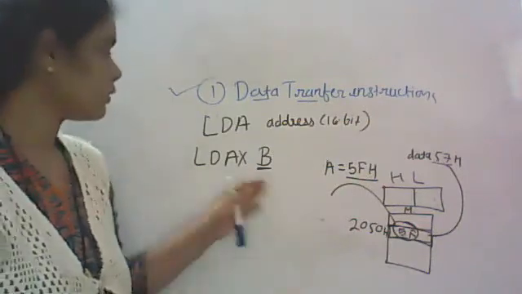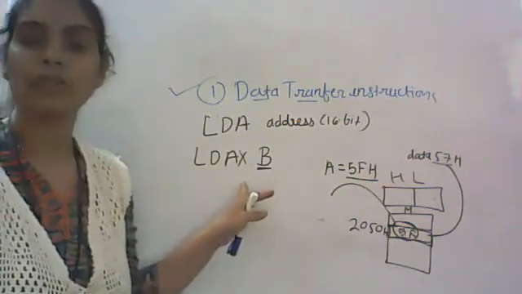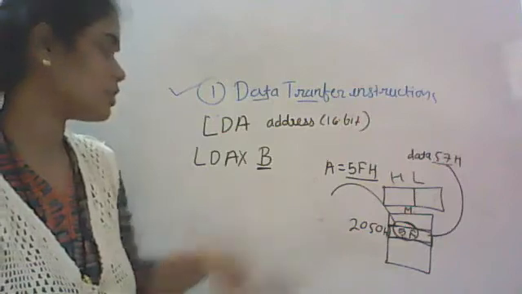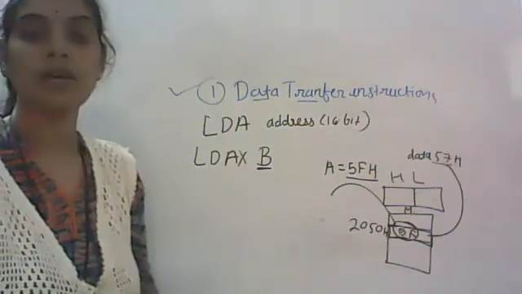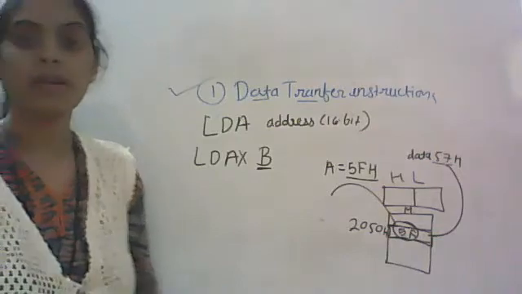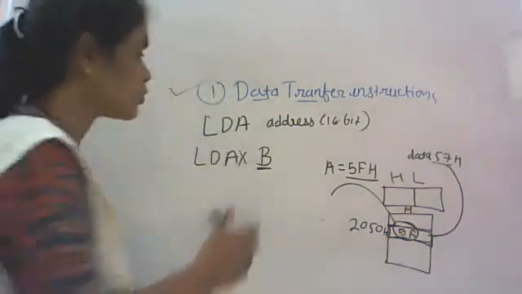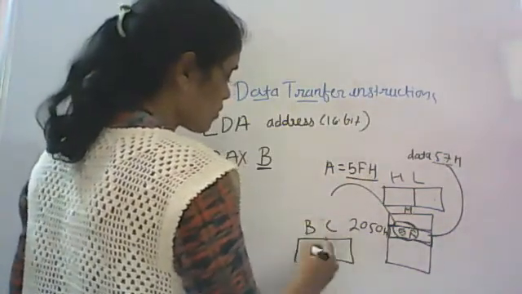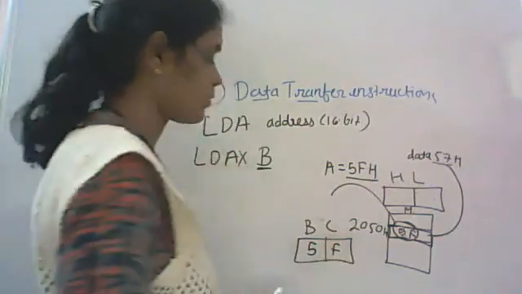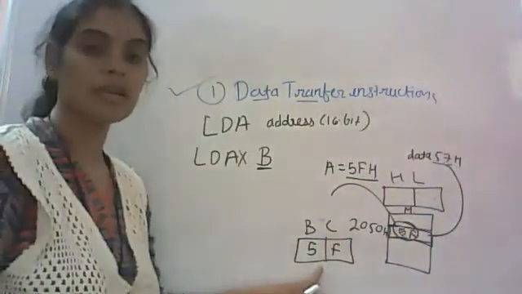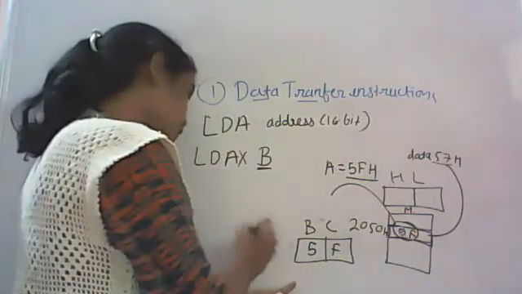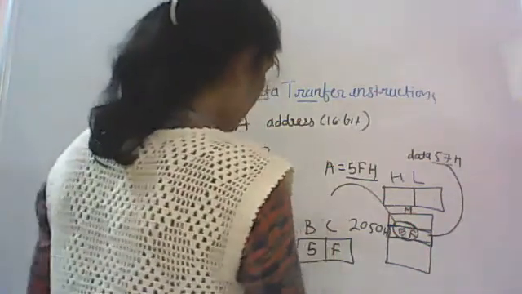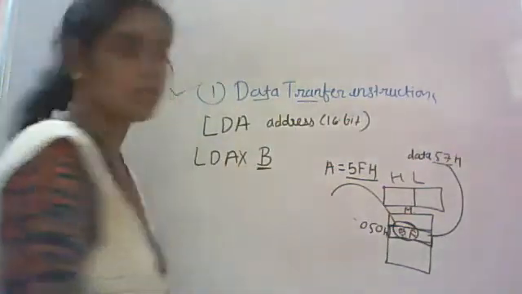Okay, so here load accumulator indirect. Here we use register pair BC register pair. This BC register pair data contain stored in accumulator. See here BC 5F. This BC register pair contain data stored in accumulator. So after execution, this data stored in accumulator. Okay.